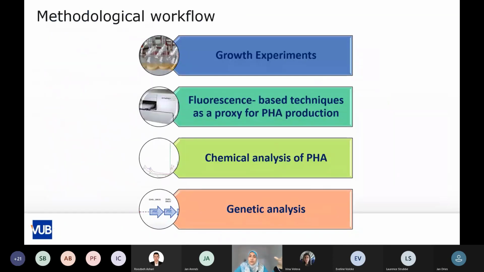So normally my workflow is to first do growth experiments of my bacteria under different conditions, and then to detect the PHA produced. The routine method that I'm using in the lab is fluorescence-based techniques, and then doing chemical analysis of the extracted PHA, and finally doing some genetic analysis to identify the enzymes and genes involved in the production in these bacteria.